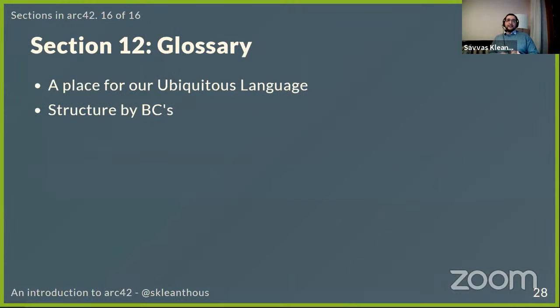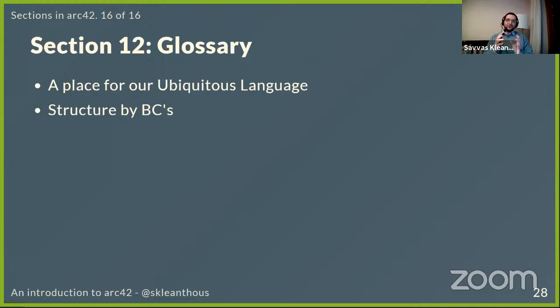And finally, the last section of arc42 is the glossary. This is the only section that I'm a little bit sad to see being last, because I think it's really, really important. The people from domain-driven design will be familiar with the ubiquitous language, and this is a place where you're supposed to put the ubiquitous language.